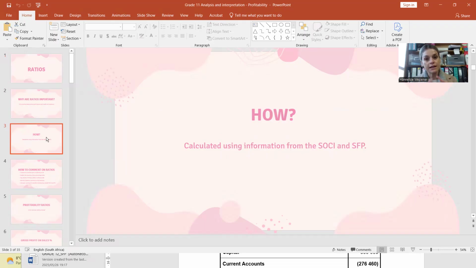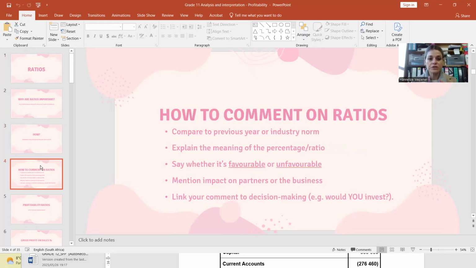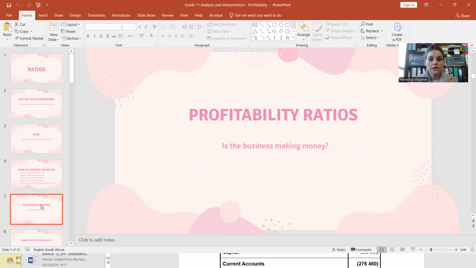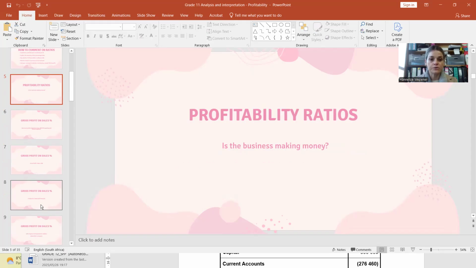And remember, you calculate your profit in your statement of comprehensive income. Therefore, you can only refer to your SOCI when you are doing these ratios. We are going to comment by comparing the current financial year to the prior financial year, and then what is acceptable. In other words, what is the norm? We're going to say what this ratio is telling us, and whether this is favorable for the business or not. So profitability ratios is all about, are we making money? Are we making a profit?